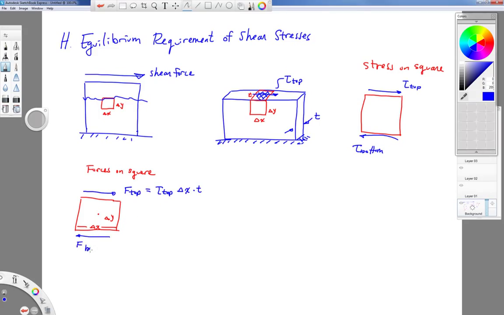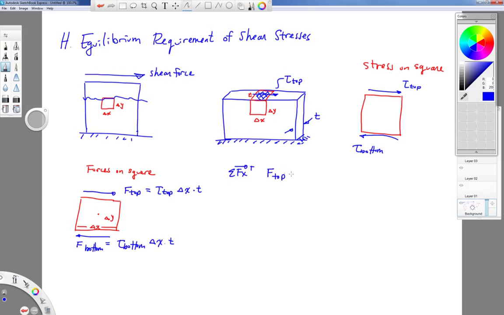My force on the bottom is going to be my shearing stress on the bottom times delta x times t. And because of equilibrium, the summation of forces in the x direction has to be equal to 0.